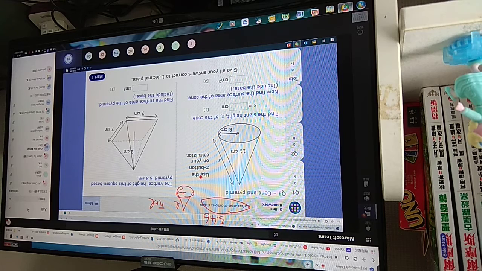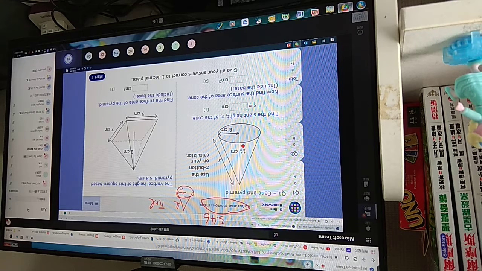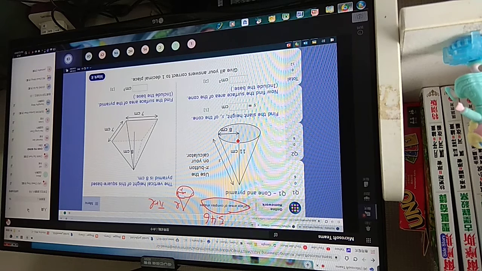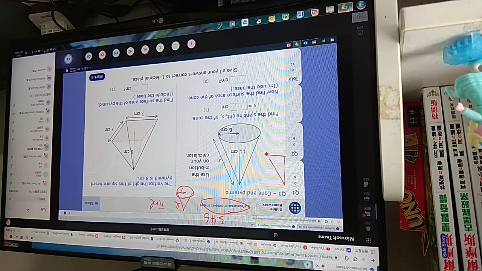Okay, so first in this example, we know the radius of the base is 5 cm and the vertical height of the cone is 11 cm. If we want to calculate the total surface area, first we have to calculate the slant height L. So actually here we have a triangle, here is 5 cm, here is 11 cm, and here is L. How to calculate the value of L?